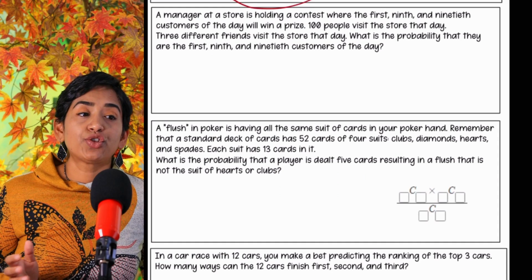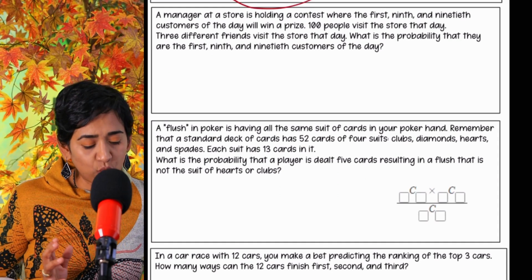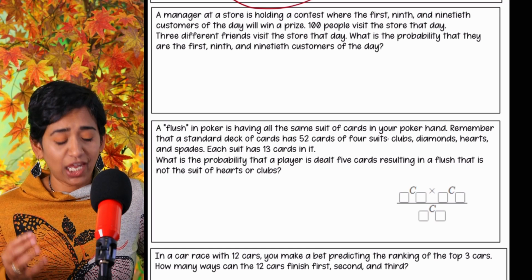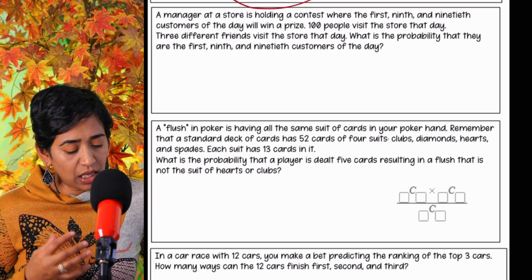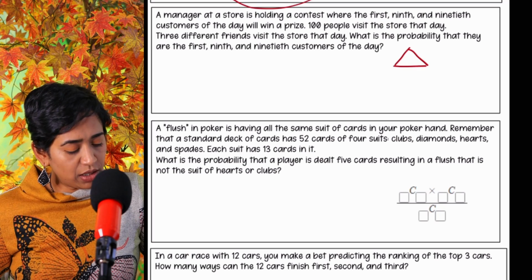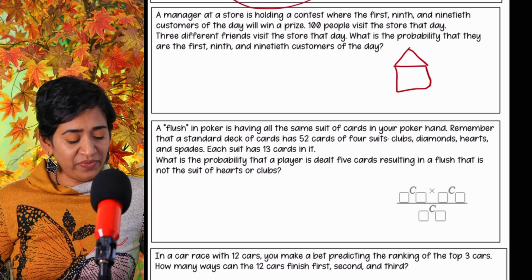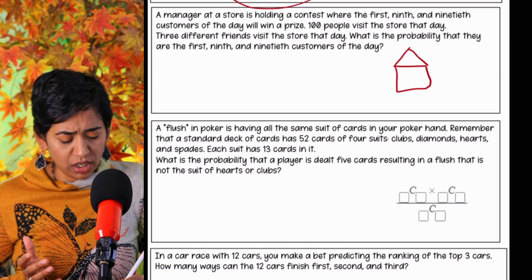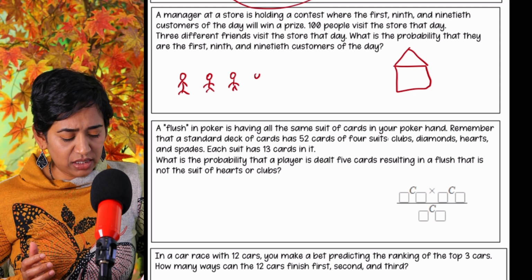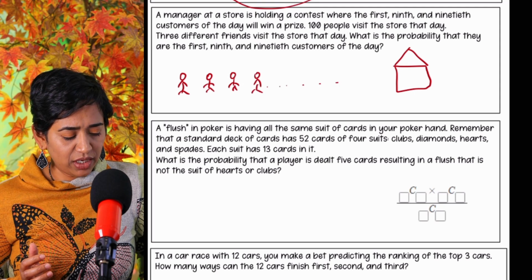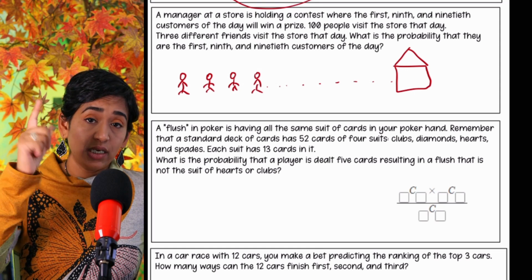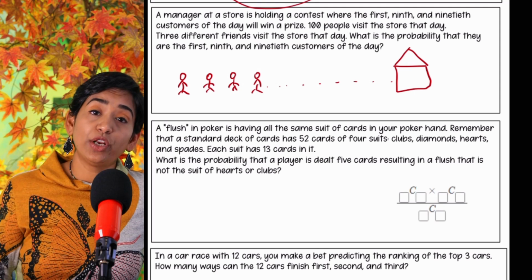A manager at a store is holding a contest where the first, 9th, and 19th customers of the day will win a prize. 100 people visit the store. So let me go ahead and draw a store for you. Don't be surprised with my drawing skills. Okay, so there are 100 people who visit the store. So this is the first guy, this is the second, this is the third, this is the fourth. So you get the idea. There are 100 people visiting the store. But only the first, the 9th, and the 19th will win a prize.